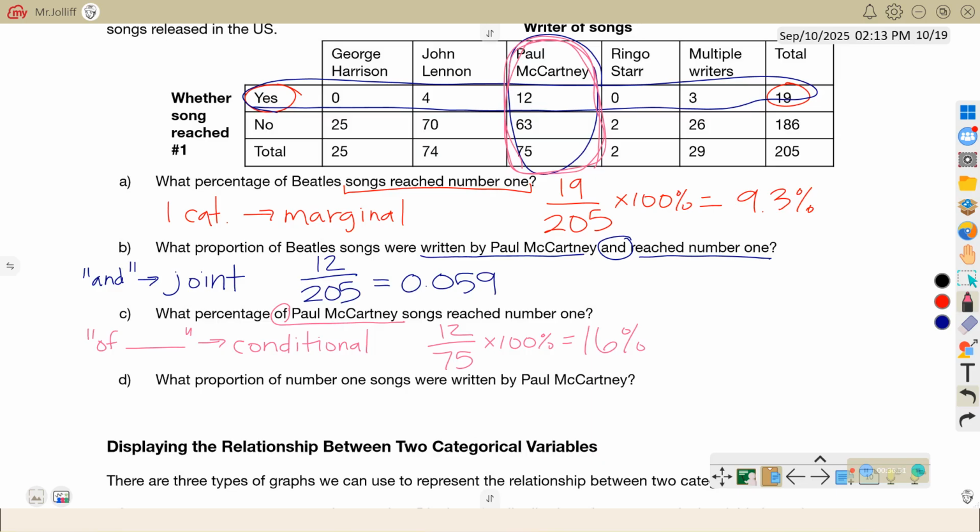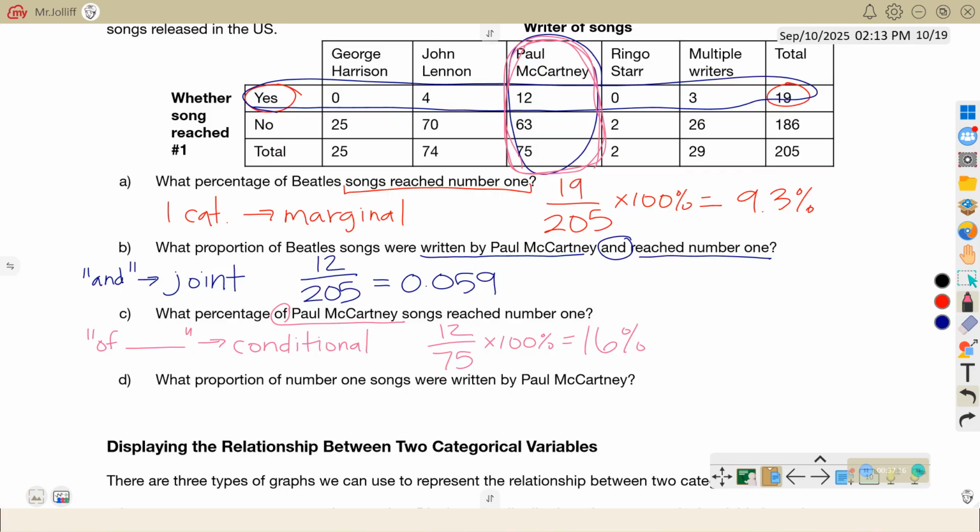Of all the songs, 9.3% reached number one. If I'm only looking at songs written by Paul McCartney, 16% reached number one. Tells me maybe Paul McCartney had an edge in his writing skills when it comes to music, yeah? Is that a question or a hair? A hair? Okay.